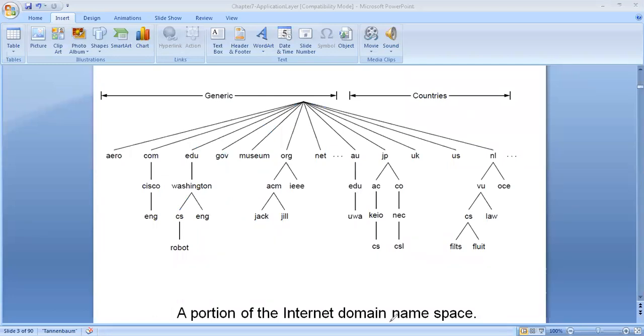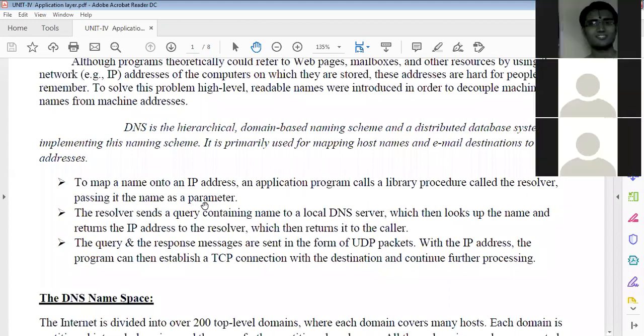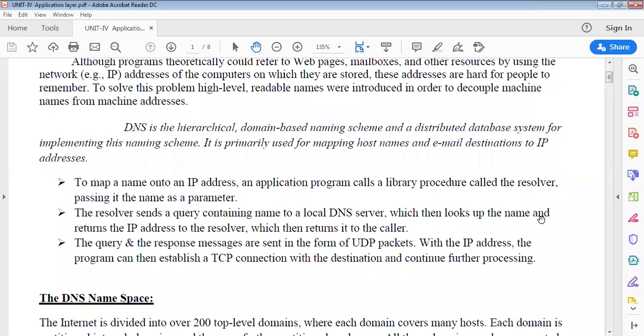Okay, so let us go back to this and understand. To map a name onto an IP address, an application program calls a library procedure called the resolver. Basically, this resolver will be maintained or managed by the internet service providers, who will provide this facility, passing the name as a parameter. It is like a function where the name is sent as a parameter. Then the resolver sends a query containing the name to a DNS server, which then looks up the name and returns the IP address to the resolver.